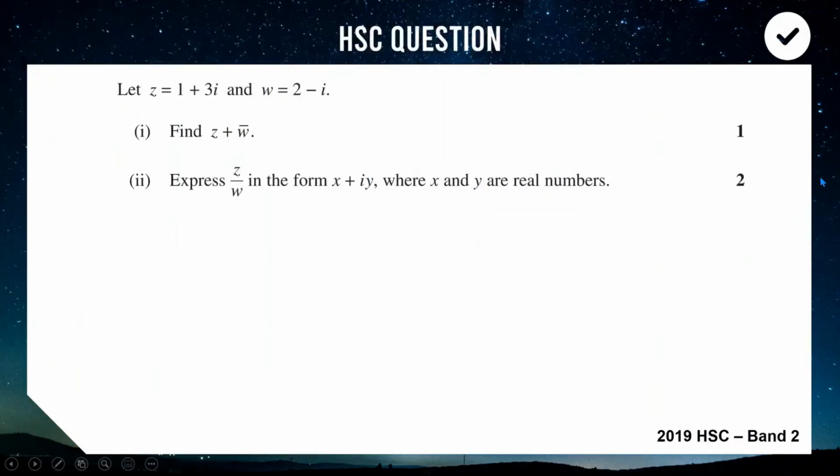All right, heaps of fun. Getting towards the end now. We have a HSC question here from the 2019 exam. It's a band 2 question, so it's meant to be pretty easy relative to this course. We have two complex numbers, z is 1 plus 3i and w is 2 minus i.